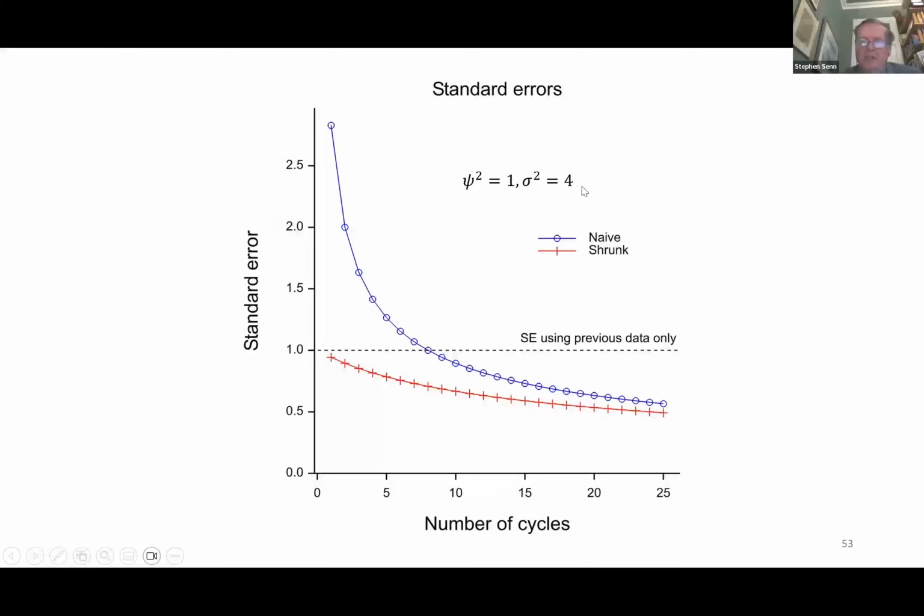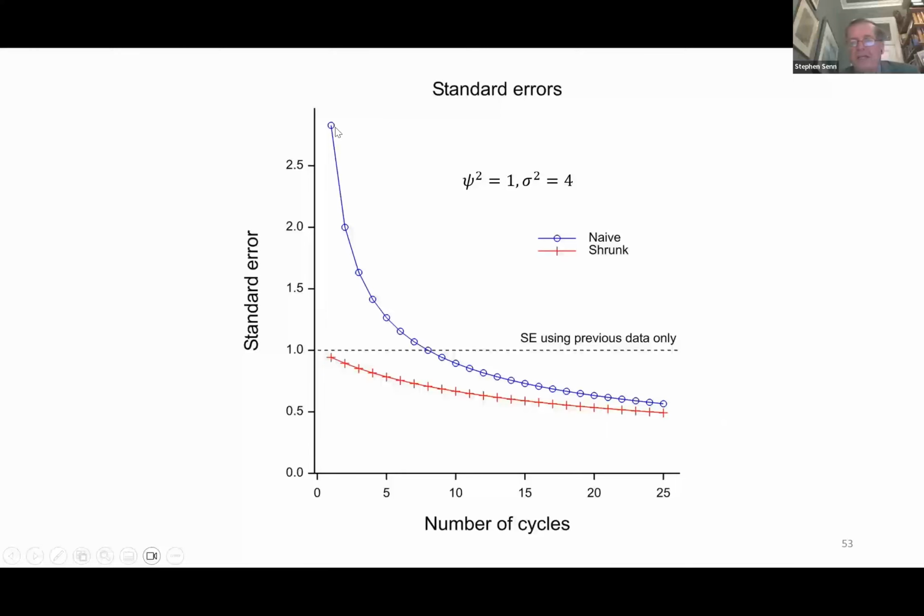I'm imagining I've studied a huge number of patients, and I'm just predicting for you what your result will be if you stay on this treatment for a long time using their particular results. Sorry, this is the standard error using previous data only. The naive one is just using your results, and the shrunk one is using both.